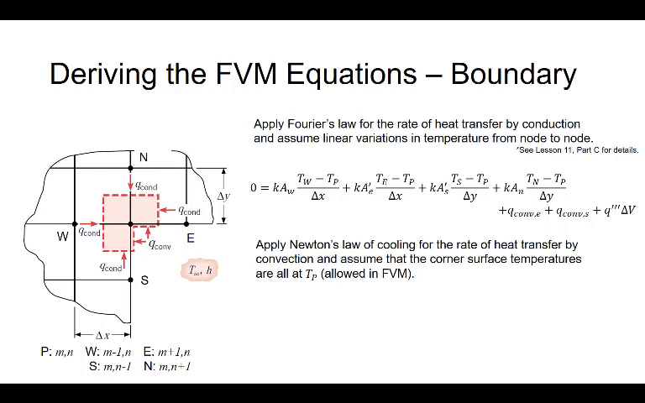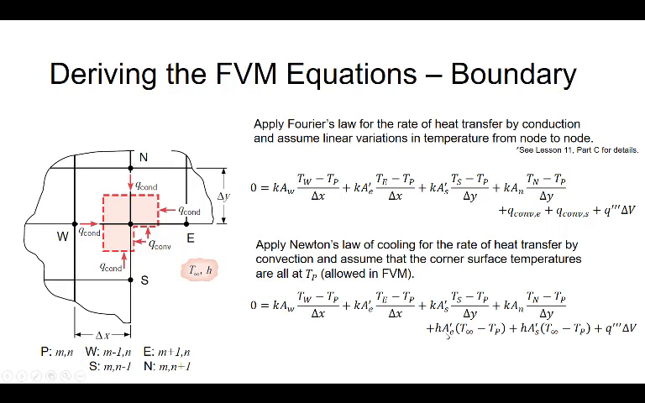We now apply Newton's law of cooling for the rate of heat transfer by convection, and we assume that the corner surface temperatures are all at Tp. One may think, why is this allowed? We just assumed that the temperature varied linearly from the east node to the P node, but that was in the formulation of the conduction heat transfer. In the finite volume analysis, we are allowed to choose different interpolation profiles for different processes occurring within the volume. So for convection heat transfer, we will assume that the temperature is uniform across these faces, all at the temperature Tp. This is valid in our approximation of the solution.